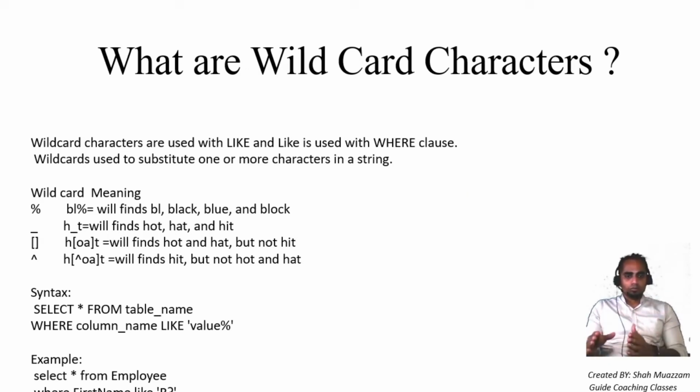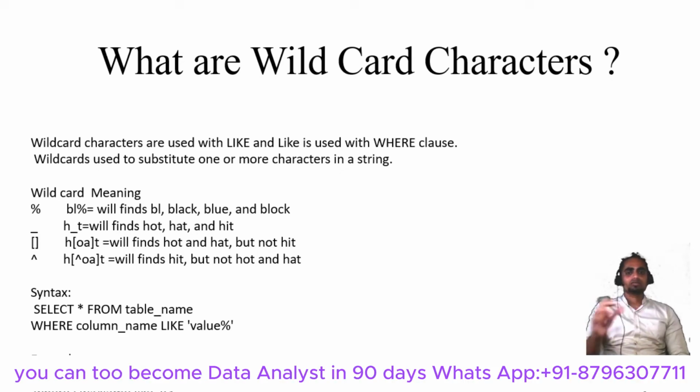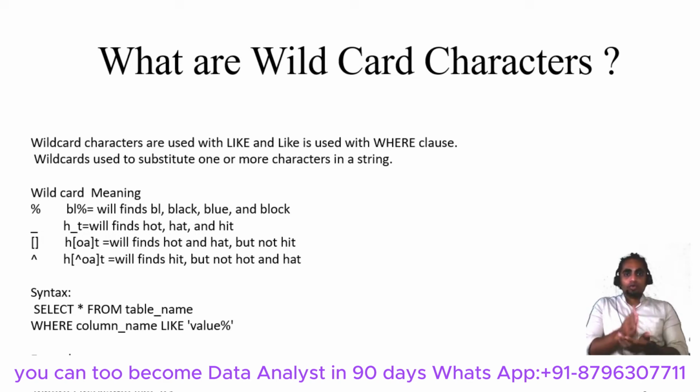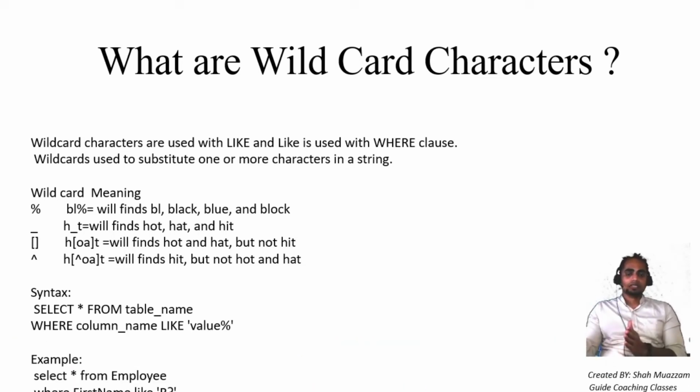Select star from employee where first name like. Why have we written like instead of equals to? If we write first name equals to R question mark, it will search for the exact word, and if it is not there, it will show that no such record is present. But if we put like, it could have one character after it, zero characters after it, or more than one character after it.